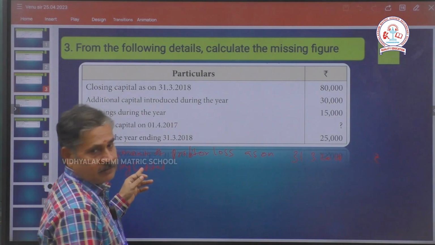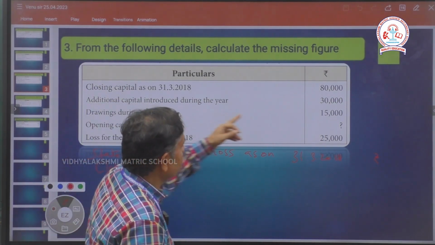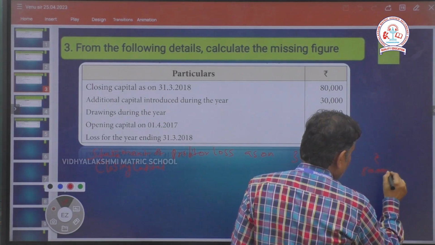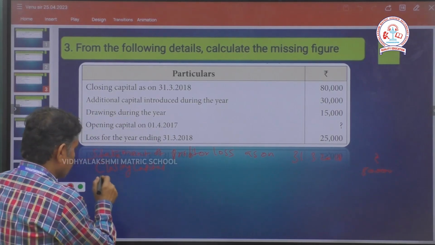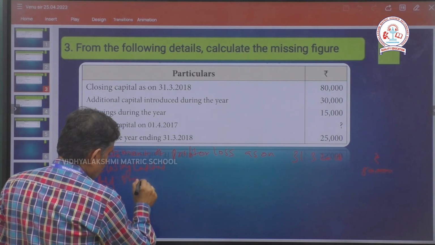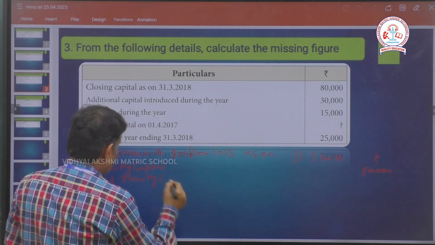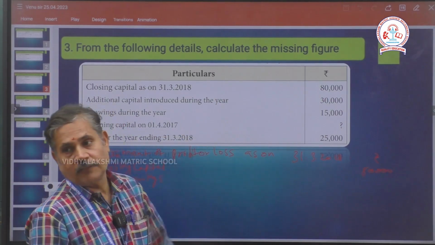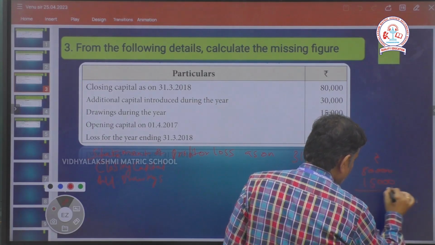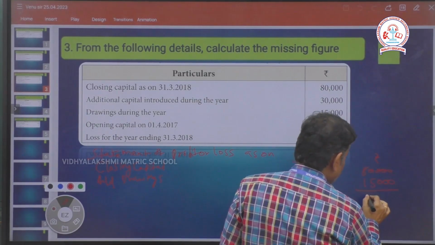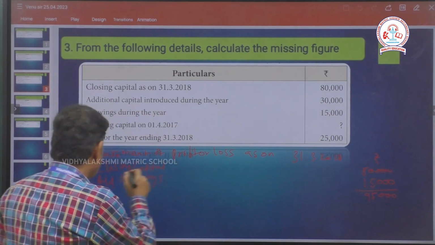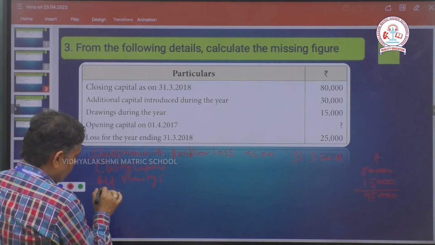So what is the value given in your question paper? Closing capital is 80,000. And write the value first, 80,000. After that, we'll take the second one, add drawings. What is the drawings value given? 15,000. You can write the value 15,000. So 80 plus 15, 95,000.